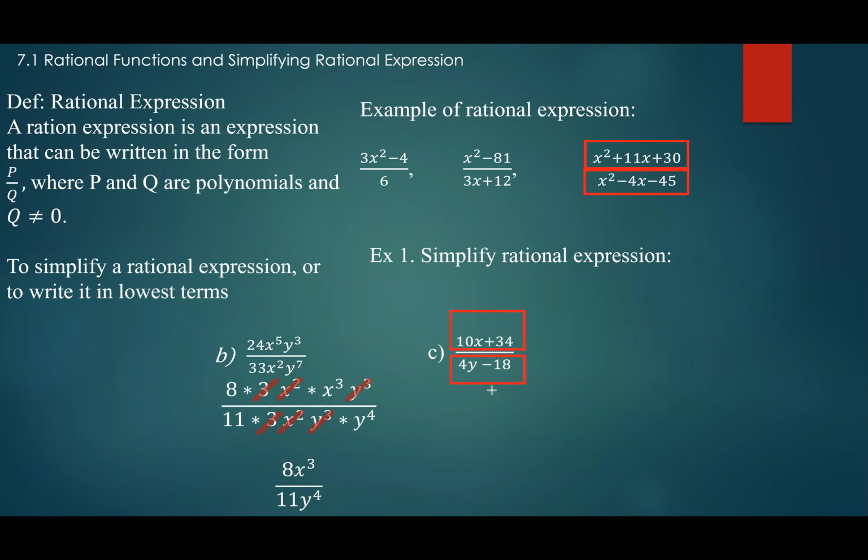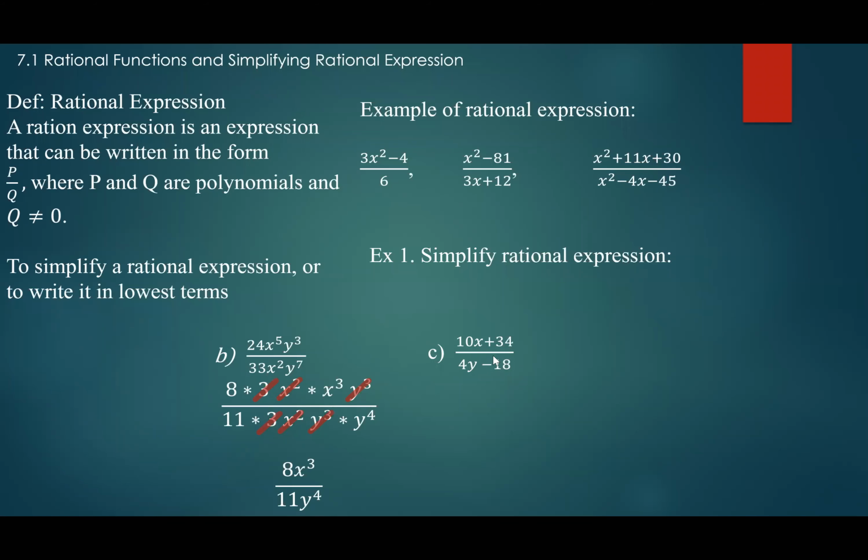You cannot pick and choose and cancel, because in order for you to cancel a binomial or a trinomial, they need to be exactly the same. Whatever you want to cancel out, they have to be exactly the same. If they are not the same, you cannot cancel them out. So in this case, we cannot pick and choose what we can cancel.